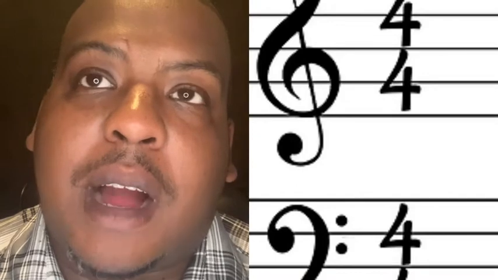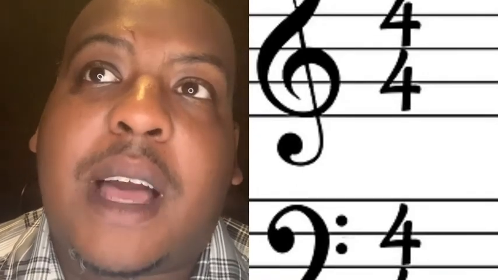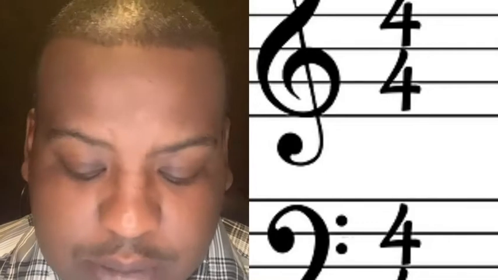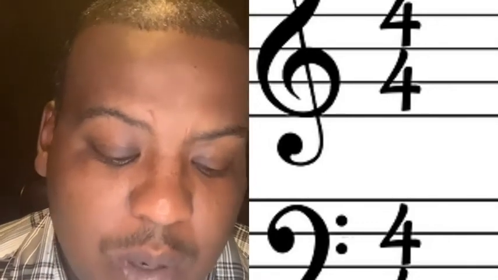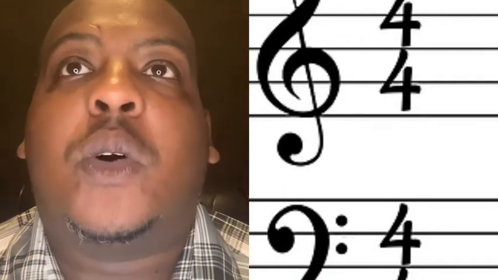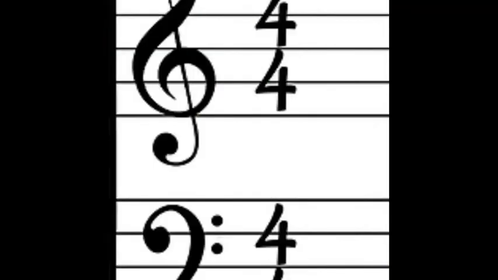4/4 being our common fraction is going to let us know 2 different things. The top number is going to indicate how many beats are in the measure, and that bottom number is going to tell us exactly what kind of note equals 1 beat. Okay, so if we're looking at 4/4, the top number is 4. That means there's going to be 4 beats per measure.